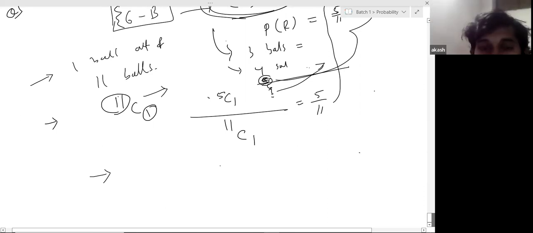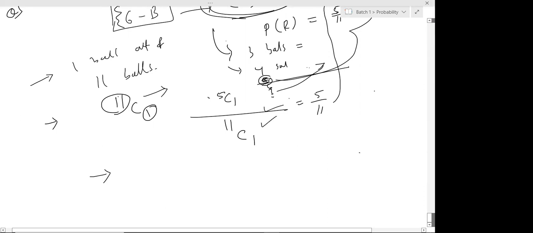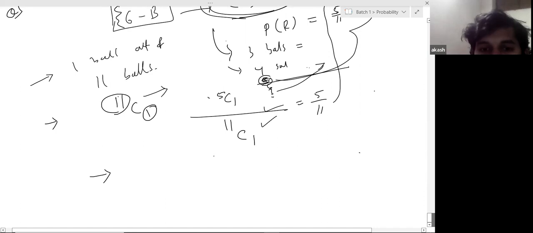No. Think about this using permutation and combinations. Don't try to write it down as simple. You have to select 2 balls out of 11. This will be the sample space, right? 2 balls out of 11, 11C2. And you want them to be red. So out of 5 balls, you want to have 2 balls. Right?